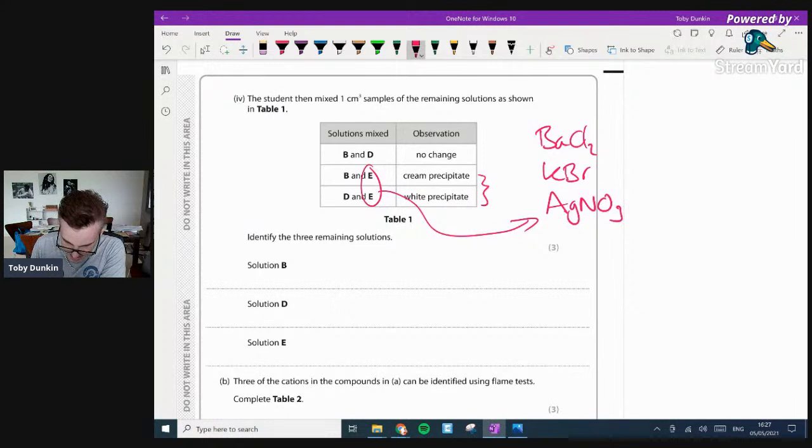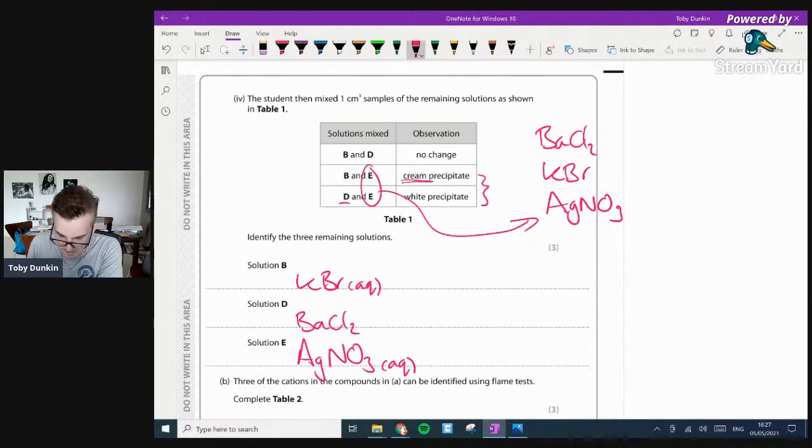So E is, and it says identify, so you can give name or formula. So I'll put the formula this time just to save myself some hassle. Silver nitrate aqueous. And then B is the cream precipitate, which is the bromide ion. So we therefore must recognize that B is KBr, aqueous, and that D therefore must be the white precipitate containing the chloride. Aqueous, there we go. Nice, easy start to the paper, if I'm honest.